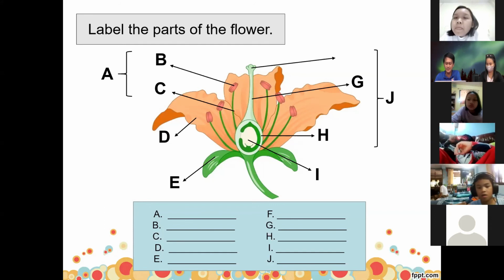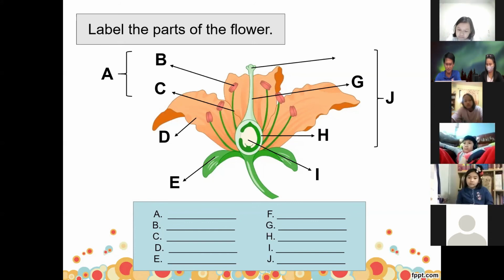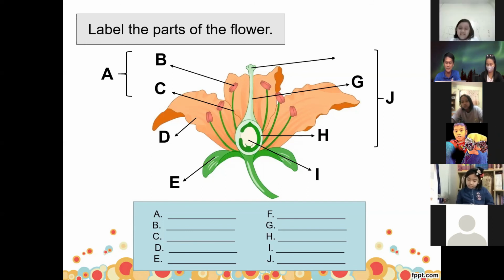What is the top part of the stamen? Anther. Very good. What is the thin stalk in the stamen? It starts with filament. Okay, filament. Very good. What is the female part of the flower again?